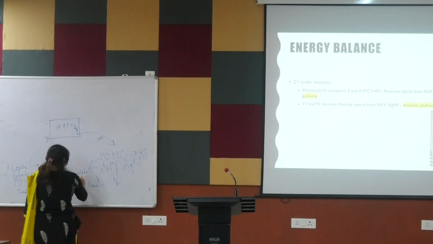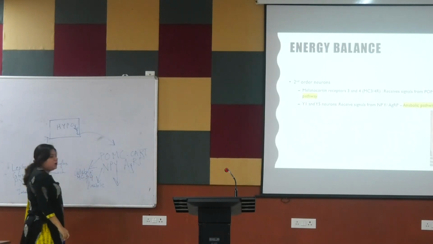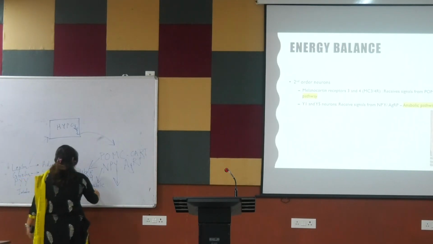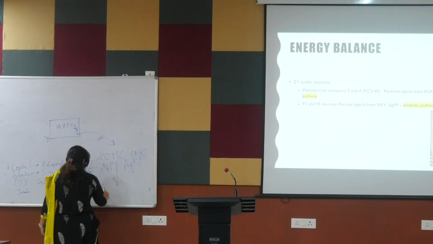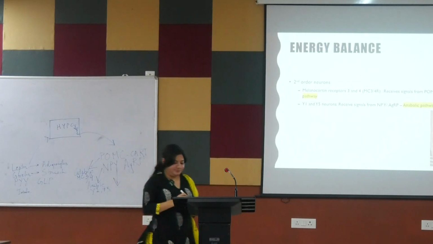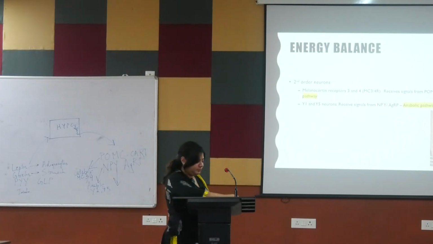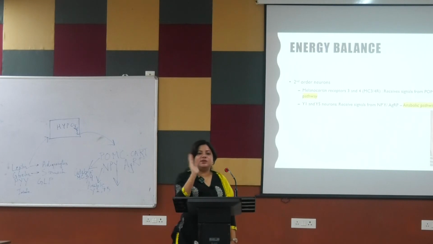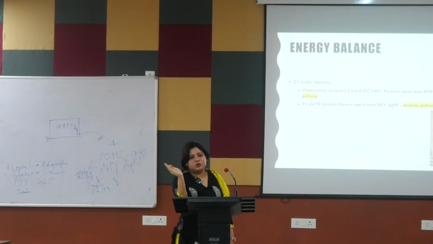তো এখানে হচ্ছে MC3/4 রিসেপ্টর। আর অ্যানাবলিক পাথওয়েতে কি? Y1 and Y5। এগুলো এত ডিটেলসে লাগবে না। You just have to understand there is the afferent system and it goes to the hypothalamus, which is the main regulator, and then there are the first order neurons and the second order neurons, which is the efferent system, which regulates the energy balance of the body.